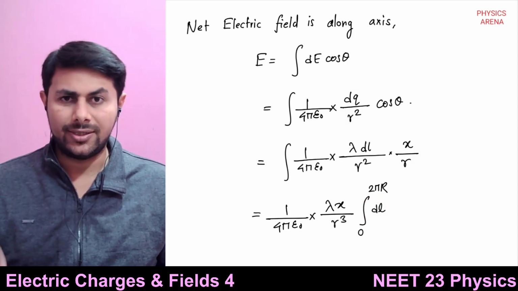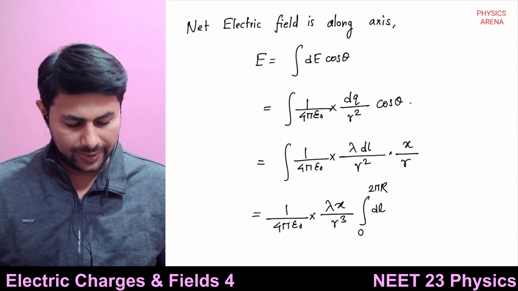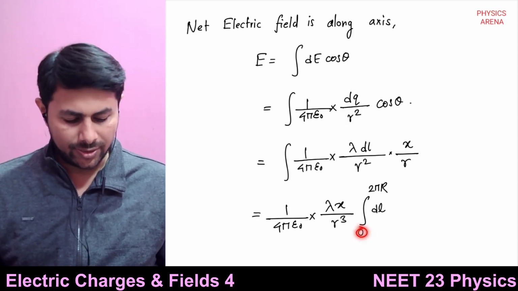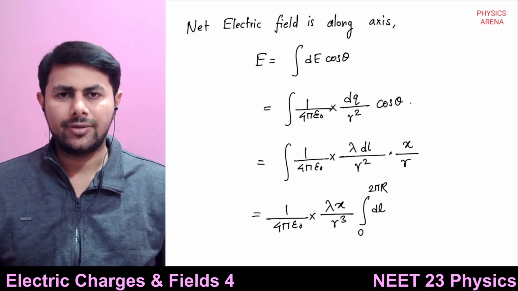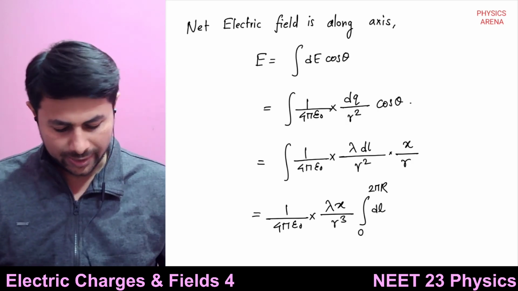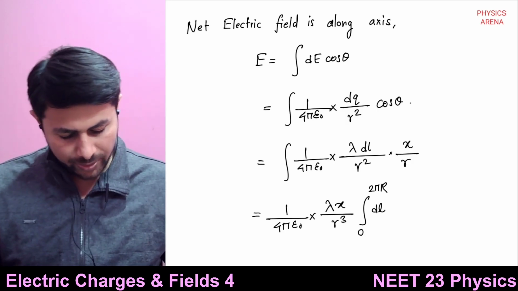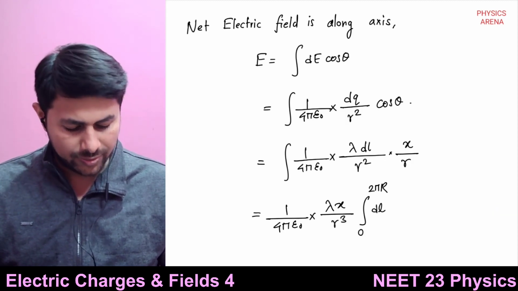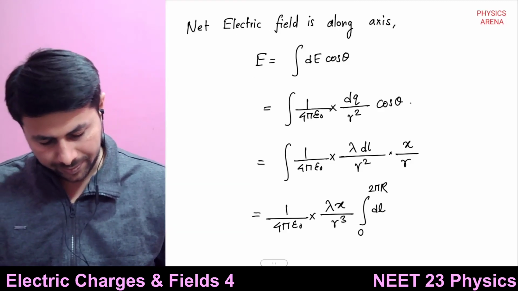The integral of dl is just l, the length, and if you substitute the upper and lower limits, because the lower limit is 0, it is just the upper limit, so it is 2 pi r, right? So if you substitute that, you will get 1 upon 4 pi epsilon naught lambda upon r cube multiplied by 2 pi r.